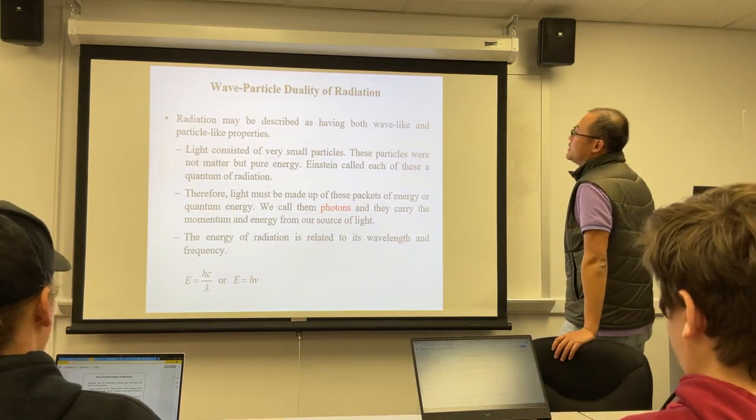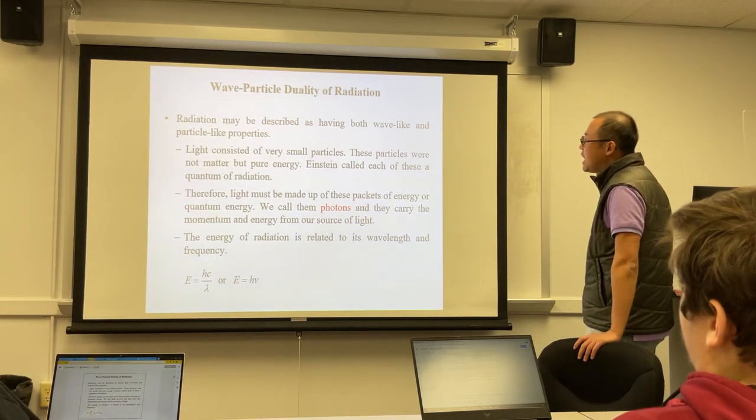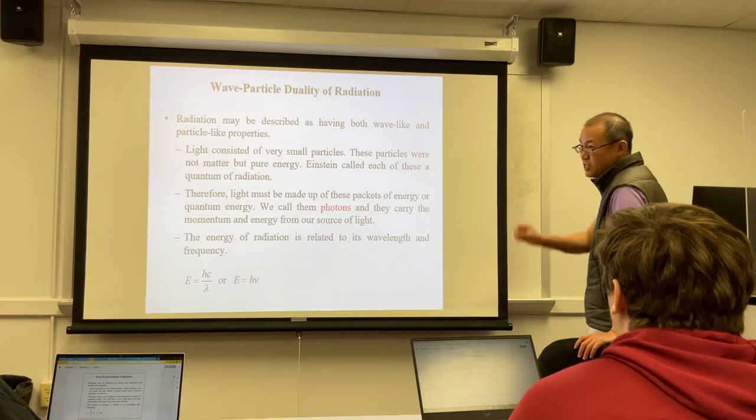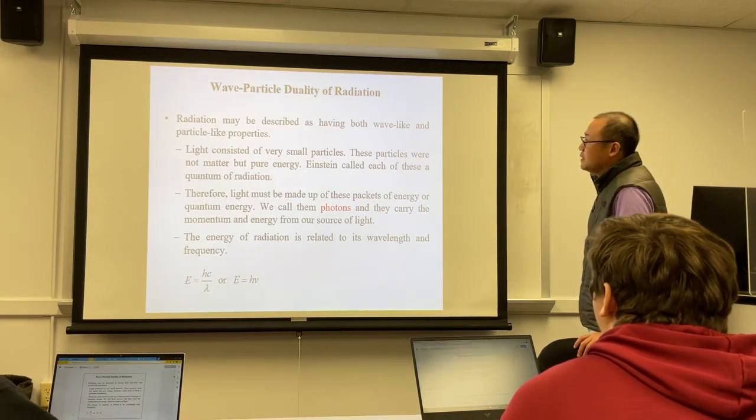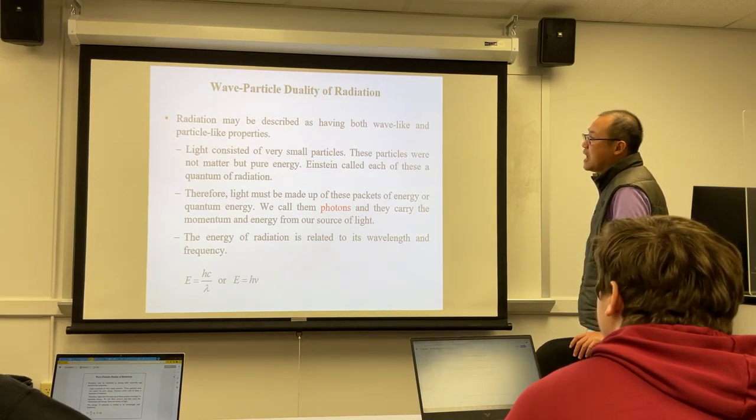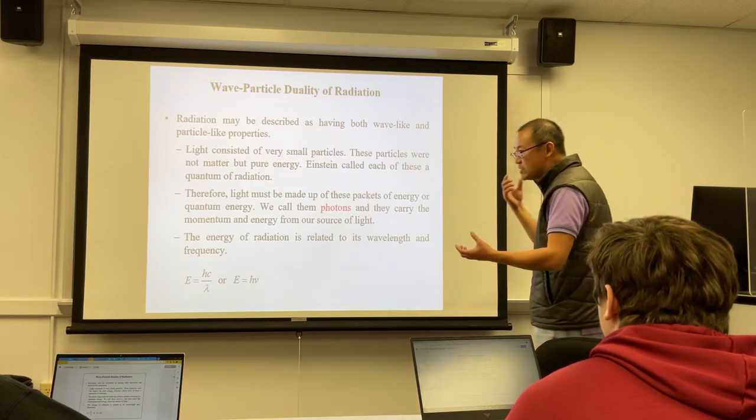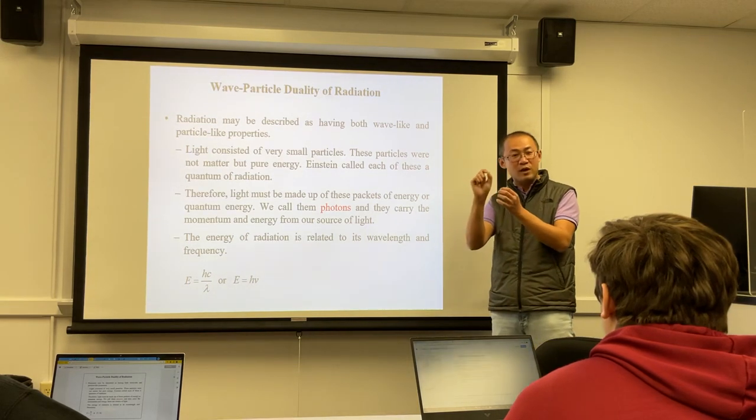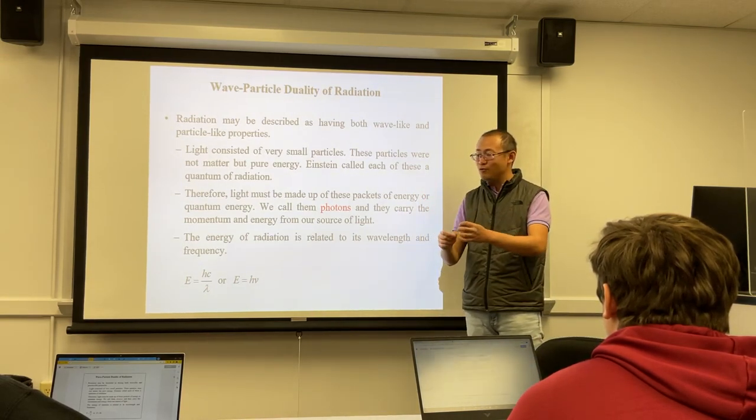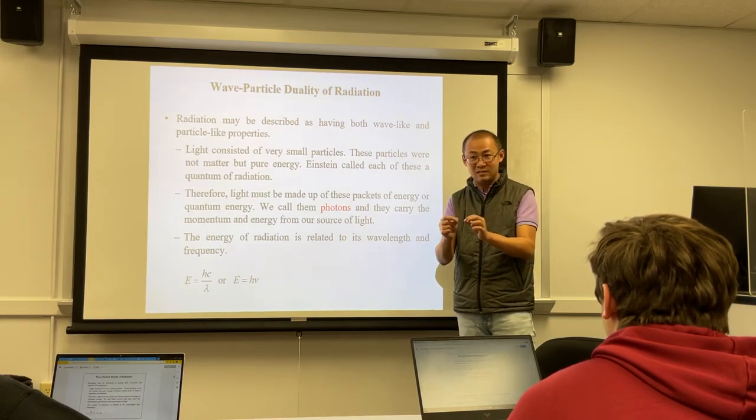Okay, first is radiations. Light may be described as having both wave-like and particle-like properties. That means they're particles, tiny particles. Light consists of small particles. These particles were not matter, but pure energy. That's different than when we studied particles. Normally, particles we talk about are atoms, particulate matter, or molecules. These particles are matter, right? They have mass. They have volume.